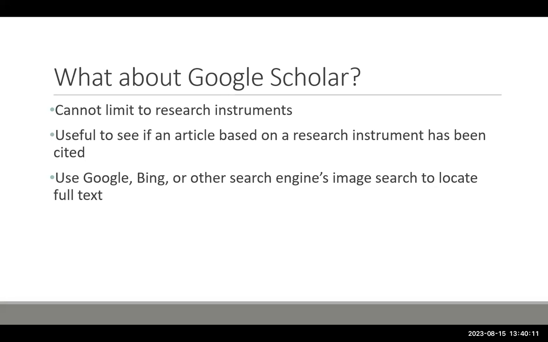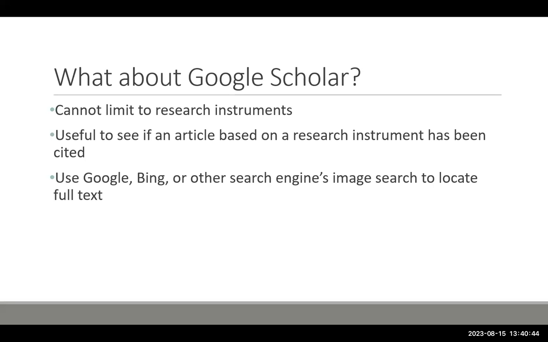But with Google Scholar, I can't say, oh, I want an article that is a questionnaire, or an article that is a research instrument. I can't do that. You can try to use it to see if you can find the full text, which is what I did with that example I just mentioned. You can also see if an article based on a research instrument has been cited. If they used it, you can see who cited it. That's helpful.